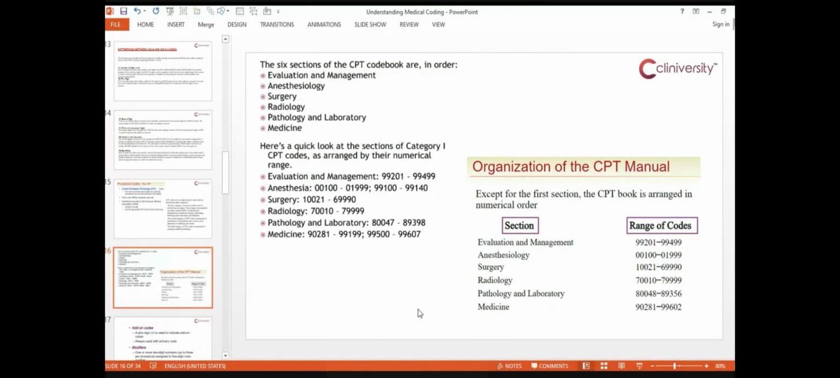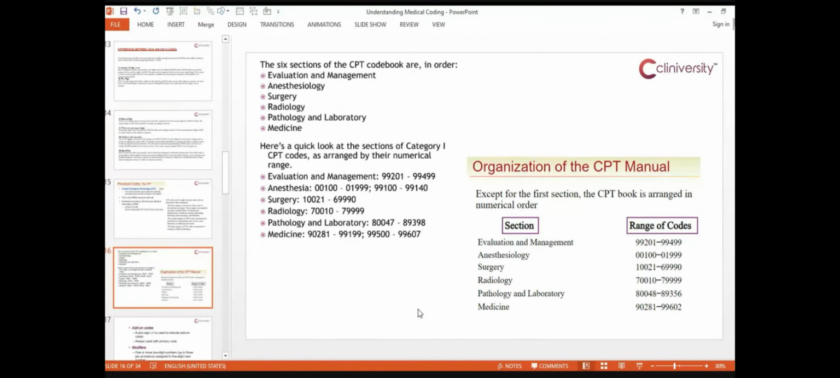So the 6 sections of the CPT codebook, in order, are evaluation and management, anesthesiology, surgery, radiology, pathology and laboratory, and medicine. Here you can see a quick look at the sections of category 1 CPT. I'm talking about category 1. So category 1 CPT codes are arranged by their numerical ranges.